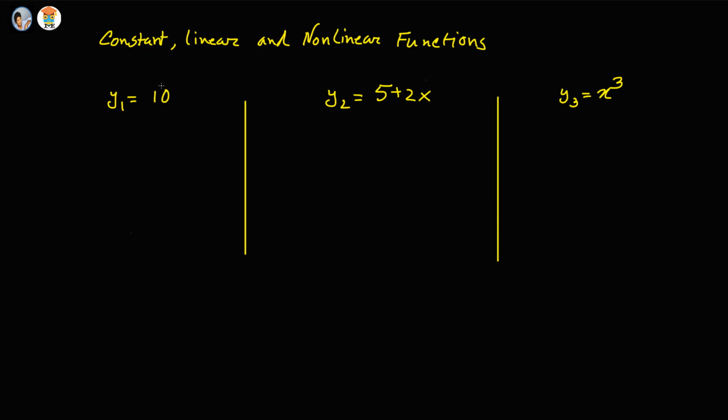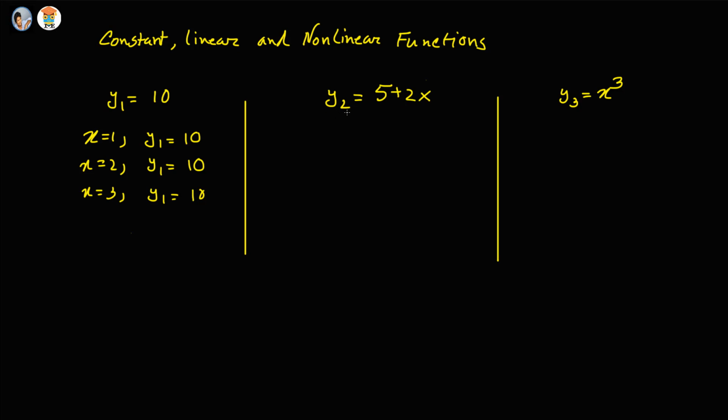Now why is the first example a constant function? See here, there is no x, so whatever value you put for x, you will get 10 for the value of y1. Say if x equal to 1, y1 equal to 10, x equal to 2, y1 equal to 10, x equal to 3, y1 equal to 10. Here, whatever happens to x, as x increases, for example, y1 remains the same. That is why this is known as a constant function.